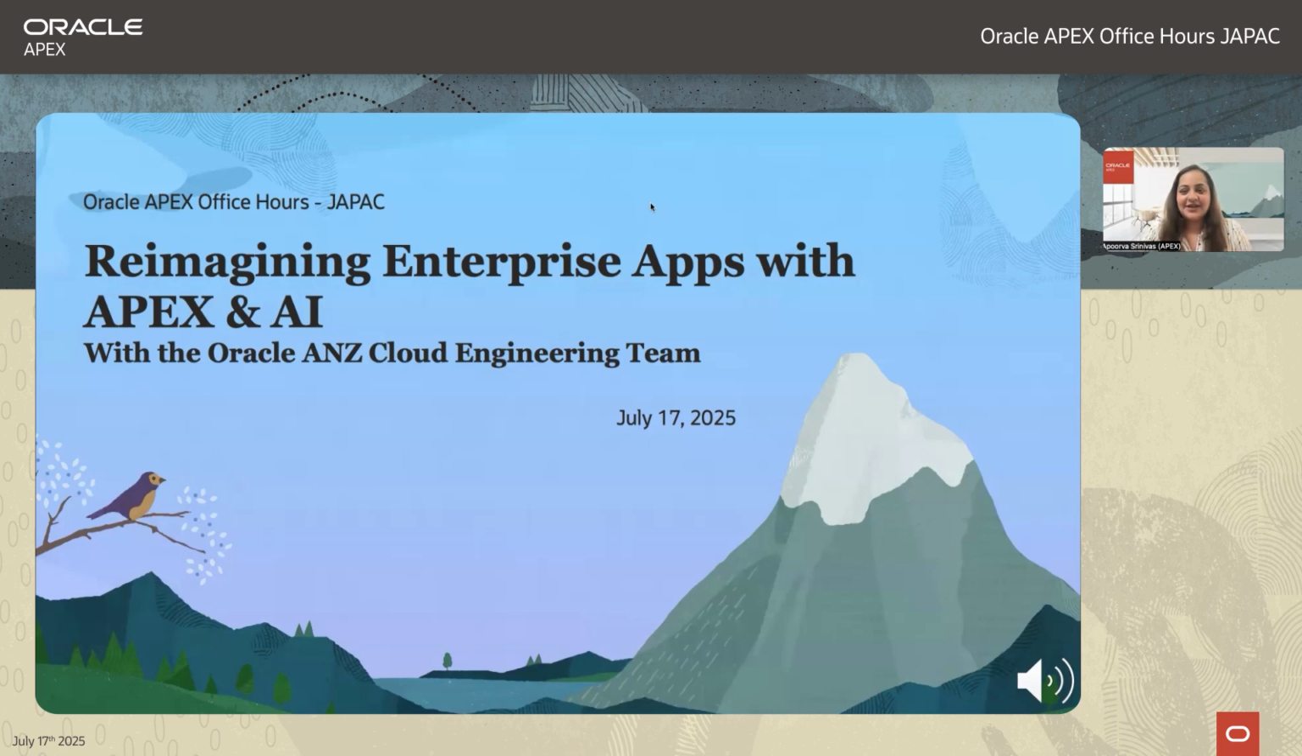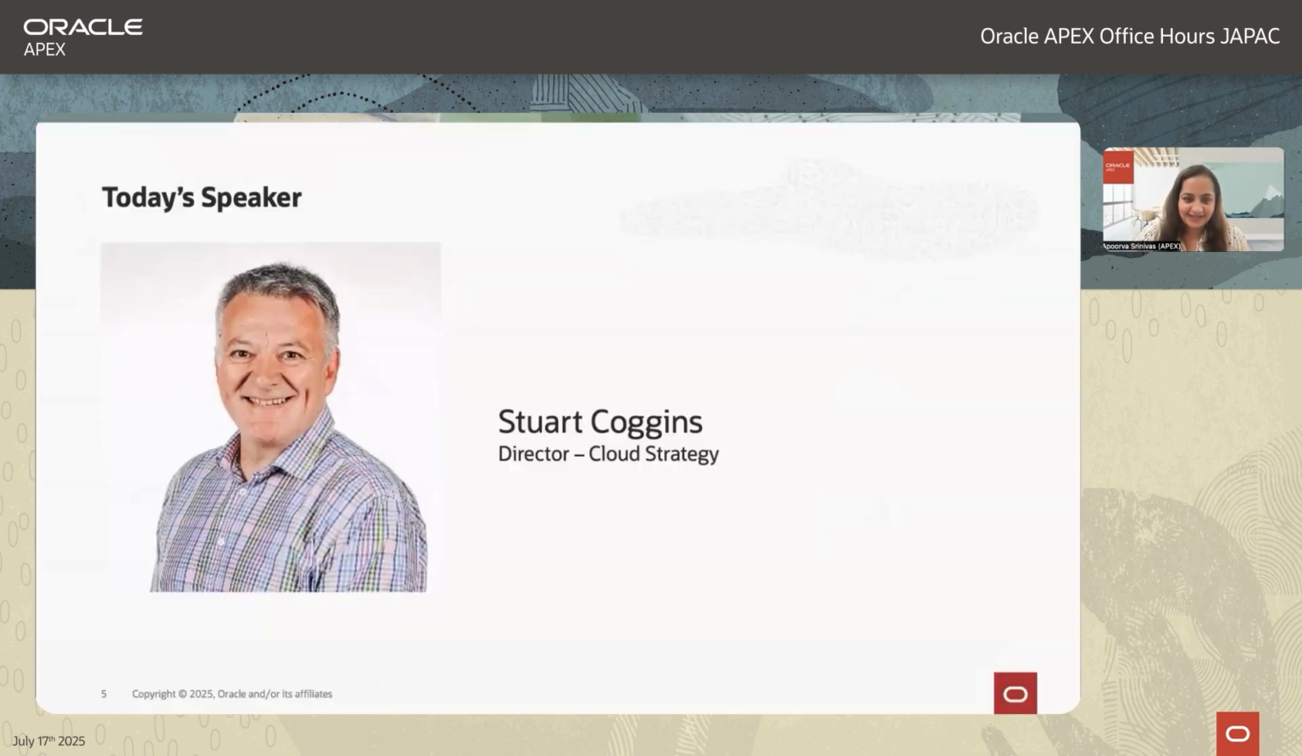In today's session on reimagining enterprise apps with APEX and AI, we have Stuart Coggins from the Oracle ANZ Cloud Engineering team, where he will explore how to integrate LLMs, vector, and spatial capabilities into enterprise apps using APEX. For those of you who do not already know Stuart, he is a seasoned speaker and specializes in blending Oracle's broad global experience with the art of possible thinking to solve diverse business problems and fuel cloud adoption. Without further ado, I would like to hand it over to Stuart. Welcome, Stuart, and over to you.